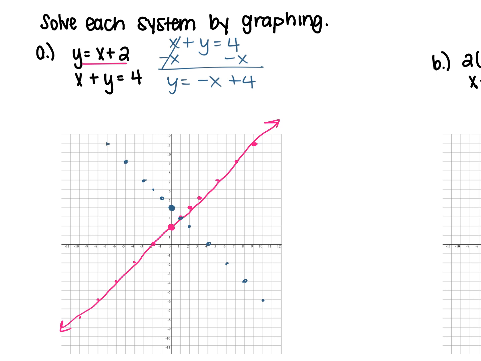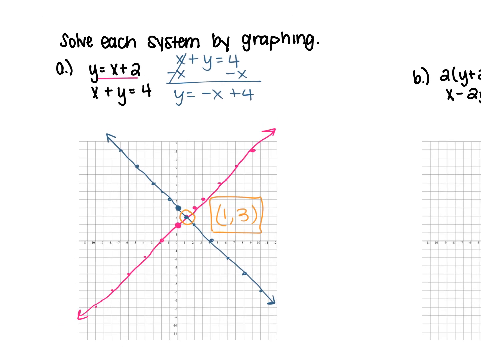So from here, we draw the line through those ordered pairs, and see where they intersect. These two lines cross at this ordered pair here, which is the ordered pair 1, 3. So that 1, 3 is your solution for this system.